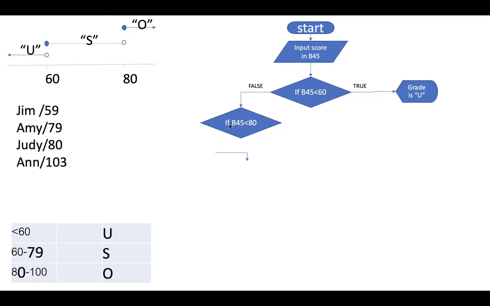We did it already. Whenever the score passes this first diamond shape, it goes to the second one. When it goes to the second diamond shape, if the score is less than 80, that means the score is between 60 and the value that is less than 80, actually it is 79. When it's true, it goes to show the grade is S.